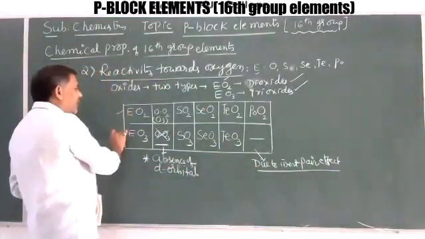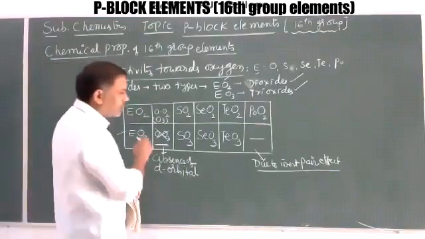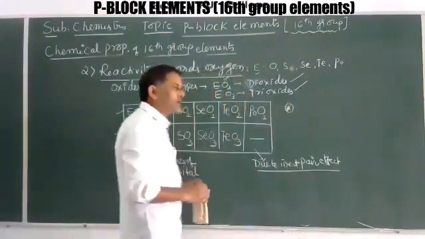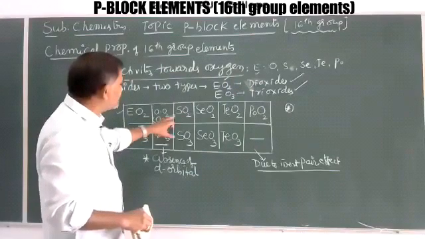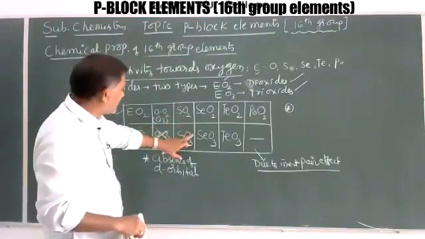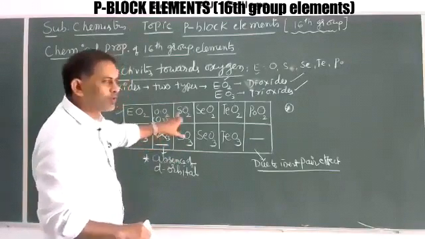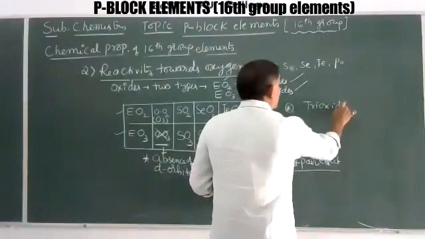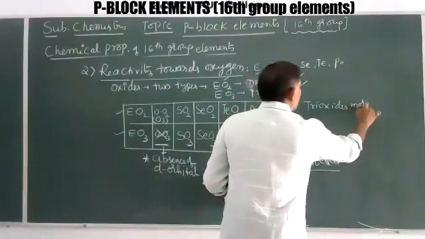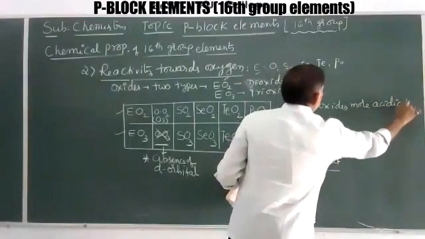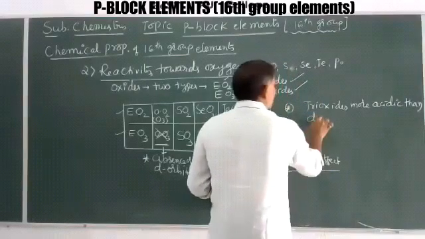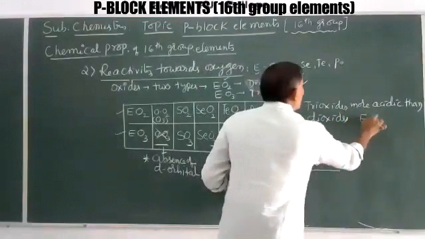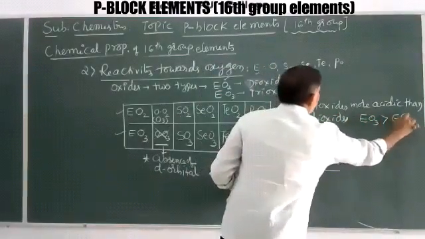So these are the two important oxides of the 16th group elements. Some important points come after these chemical properties. The story about O3, SO2 and SO3 is there, and dioxygen also; I will explain all of these. Before that, trioxides are more acidic than dioxides. That's why EO3 are more acidic than EO2.